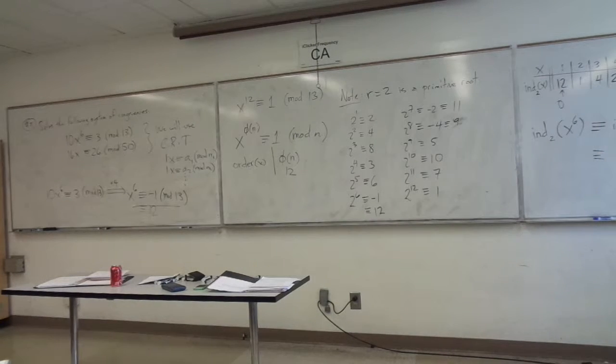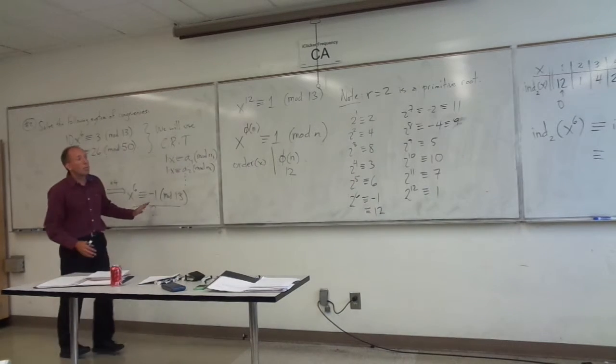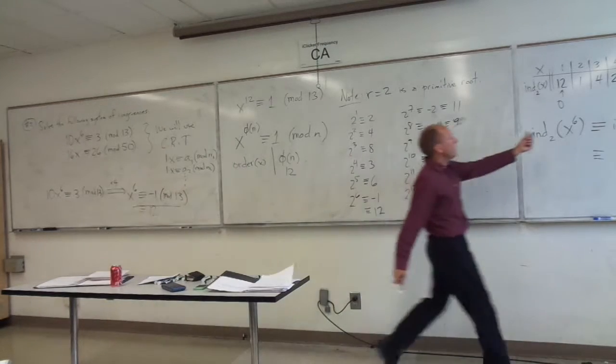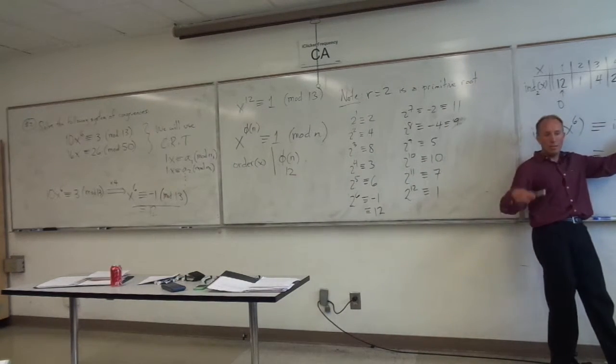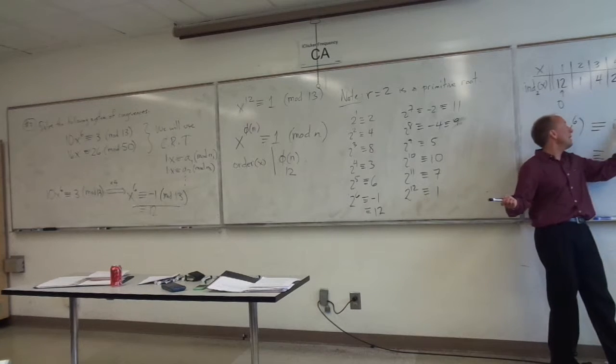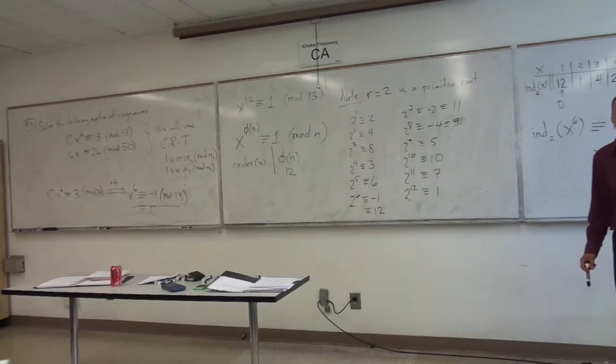Even though we're in mod 12, we don't think that -1 is 11? No, we're in mod 13 over there. The thing that's being inputted into the function is a mod 13 number. Then I take the index of it, and the value that I get will be viewed in mod 12. Right? Everybody with me? Okay, good.